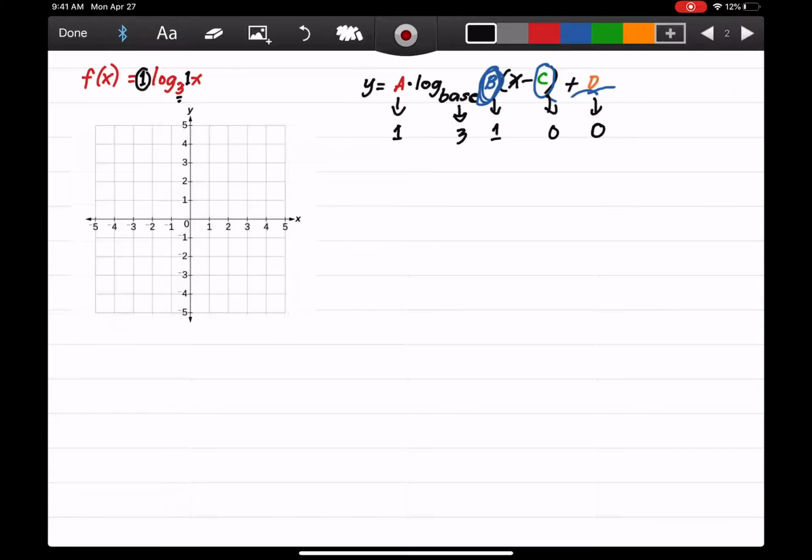Okay, we have to recall that we're going to find the vertical asymptote, and we can determine that by this C value, right? So x equals 0, that's your vertical asymptote. Okay, so let's graph that in blue. This is x equals 0, or the y-axis.